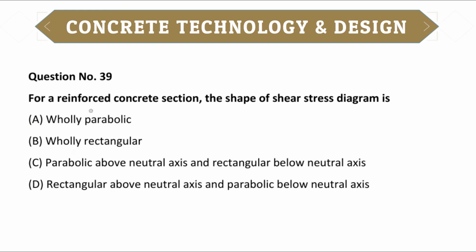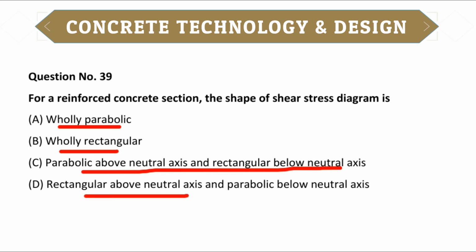So next question, for the reinforced concrete section, the shape of the shear stress diagram is option A, wholly parabolic. Option B, wholly rectangle. Option C, parabolic above the neutral axis and rectangle below the neutral axis. Option D, rectangle above the neutral axis and parabolic below the neutral axis. So the correct answer is option C, parabolic above the neutral axis and rectangle below the neutral axis.